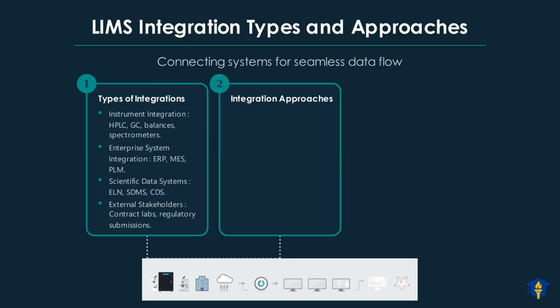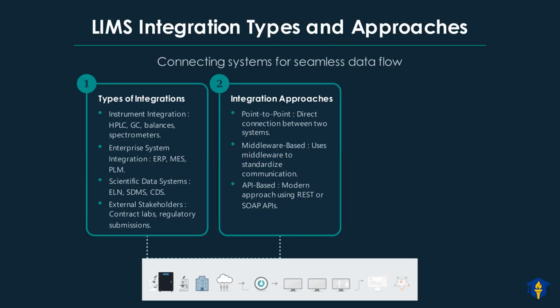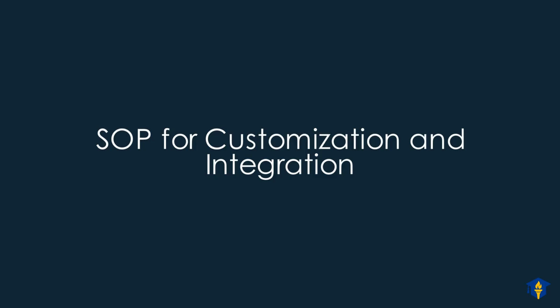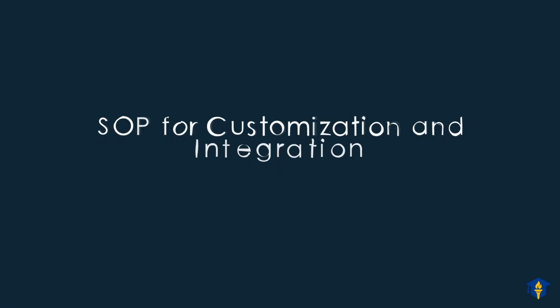Now, let's discuss the various approaches used to achieve these system integrations. A point-to-point approach involves a direct, dedicated connection established between just two systems. Middleware-based integration uses an intermediary software to standardize and manage communication between systems. The API-based approach is a modern method using either REST or SOAP APIs for flexible connectivity. We'll now outline a standard operating procedure, or SOP, for managing customization and integration efforts.